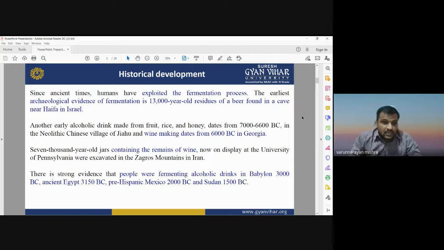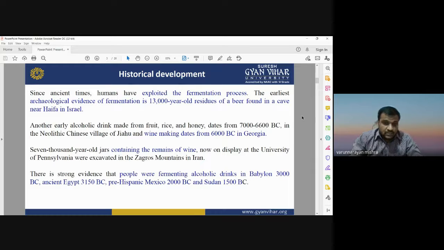Another early alcoholic drink made from fruit, rice, and honey dates from 7,000 to 6,600 BC in the Neolithic Chinese village of Jiahu, and winemaking dates from 6,000 BC in Georgia. So you see a lot of historical evidence is available for this fermentation process. There is strong evidence that people were fermenting alcoholic drinks in Babylon in 3000 BC, ancient Egypt in 3150 BC, pre-Hispanic Mexico in 2000 BC, and Sudan around 1500 BC.